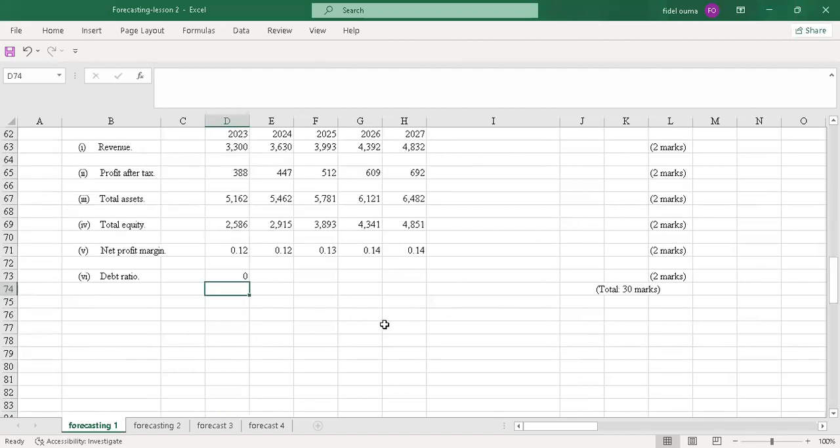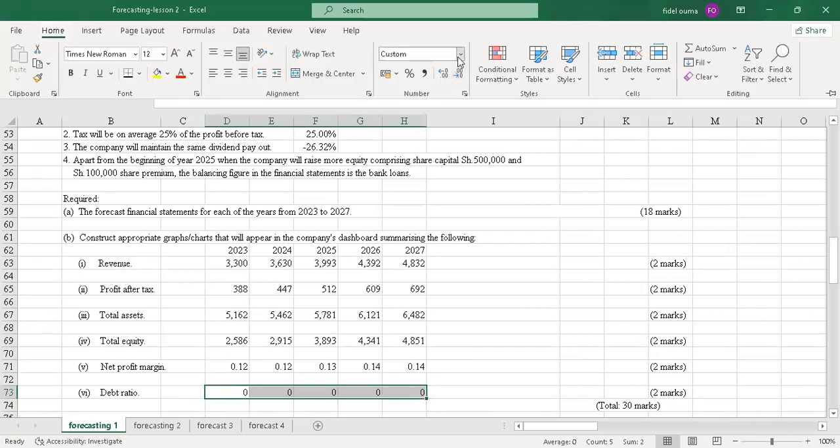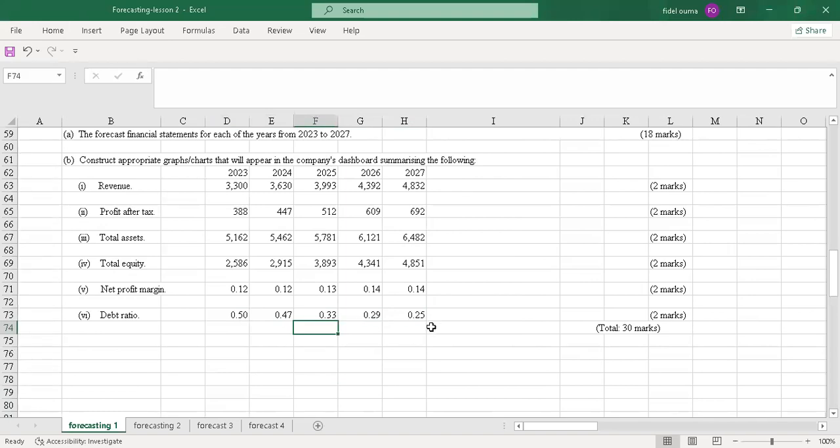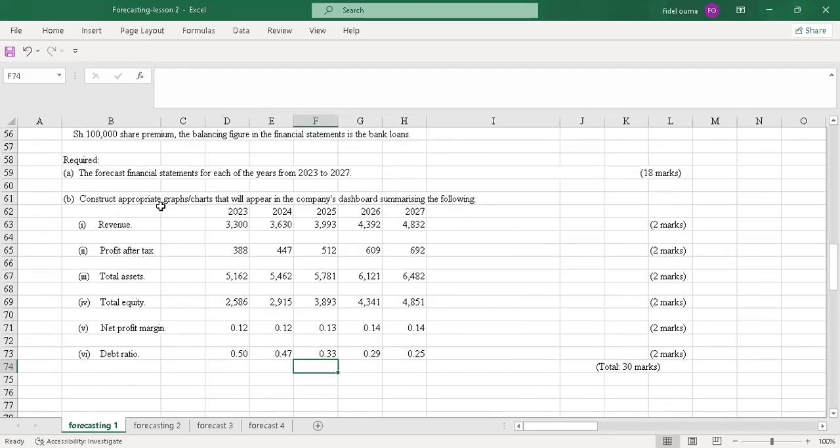So once I enter, I'll just drag along that line. Then I change that to numbers so that I have the numbers here. Yeah. So after doing that, the only thing now I'll have to do is construct the graph, because now I have the data here. So to summarize the following, this is what I'll do.